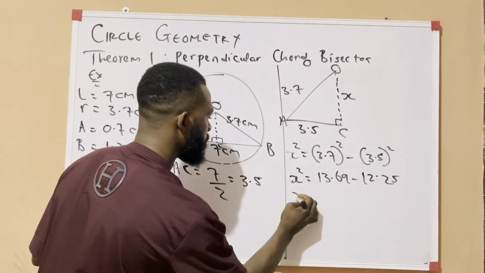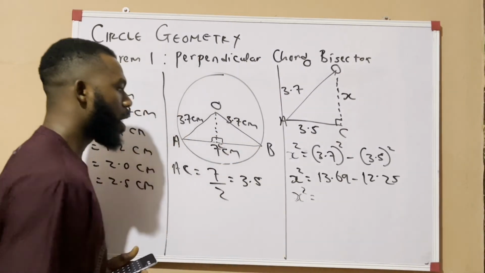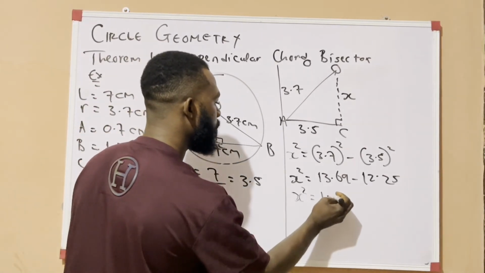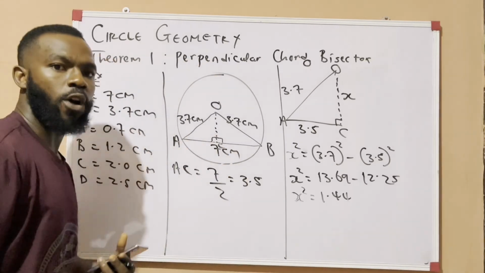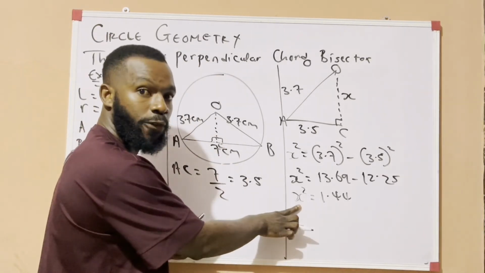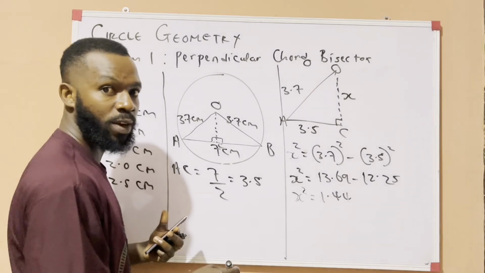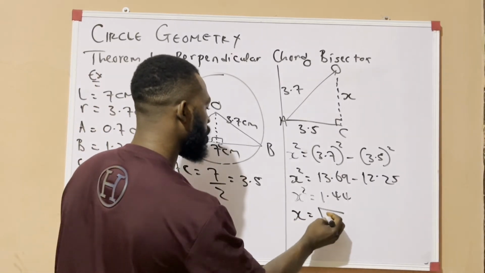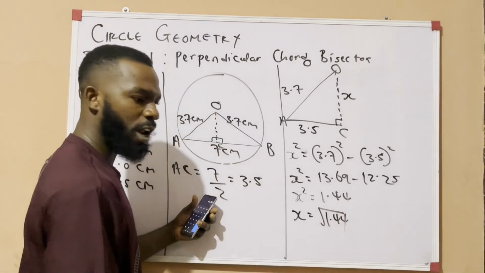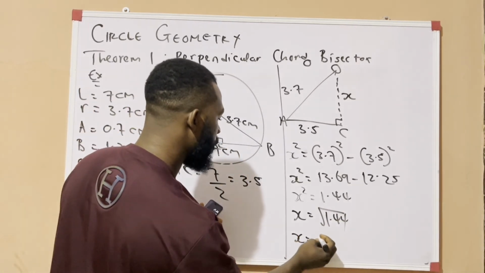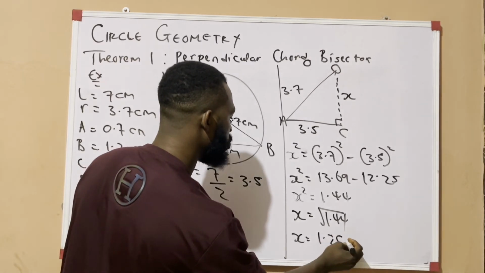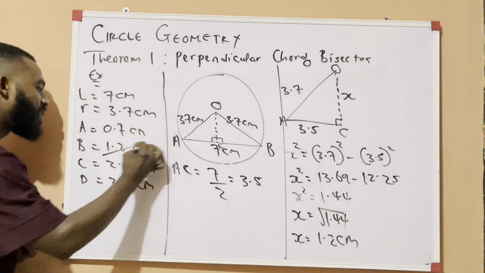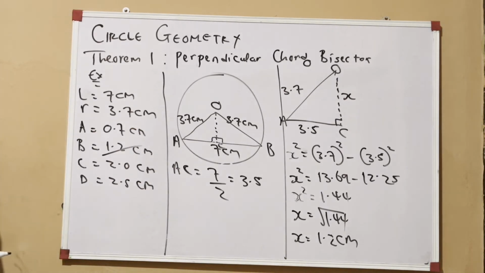Square becomes 13.69 minus 12.25, which gives us 1.44. Now, of course, for us to make x the subject of the formula, the square has to cross to the right hand side of the equation and become square root. So here x is equal to the square root of 1.44. And of course, the square root of 1.44 is 1.2 centimeter. Now, if you come to the options, you see that 1.2 centimeter is B.